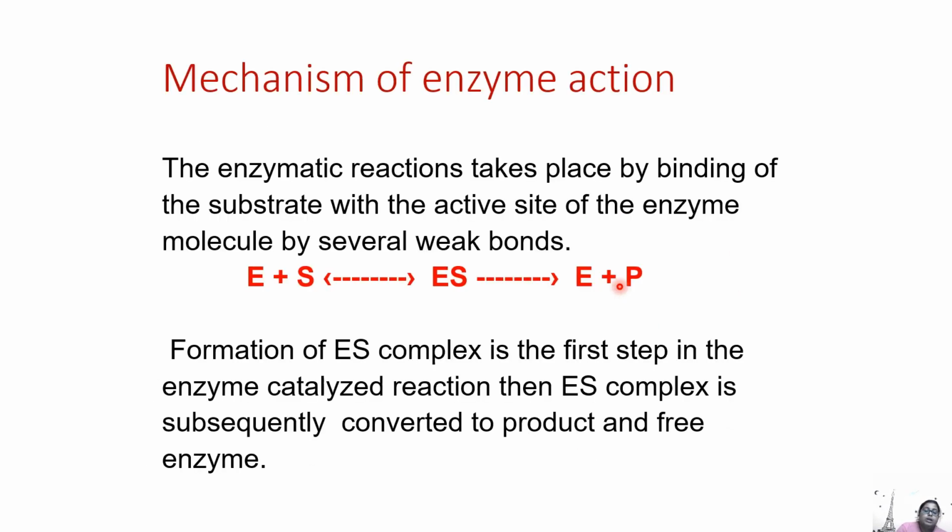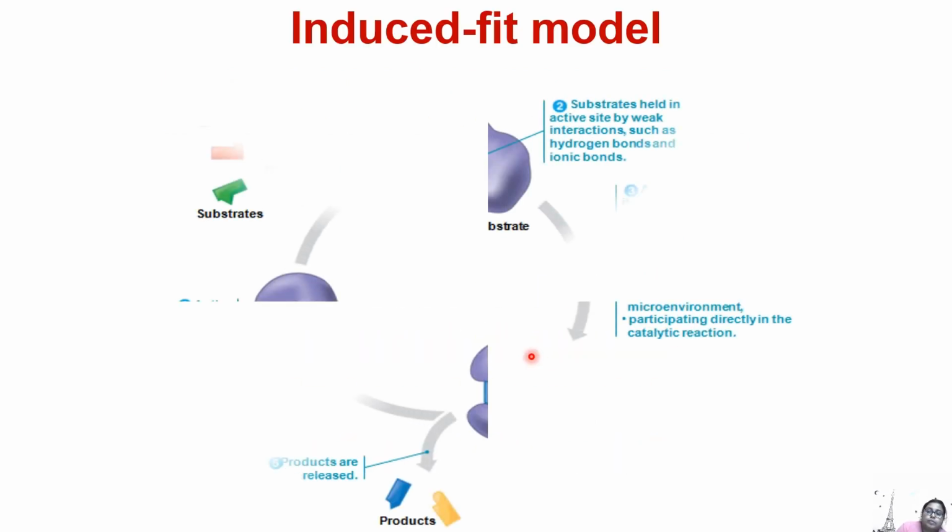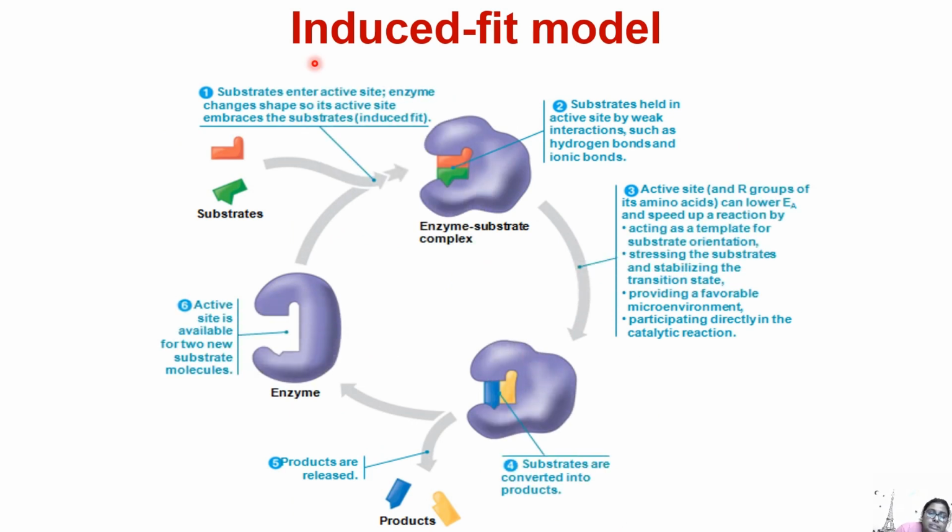Okay. So what is the mechanism of enzyme action? The enzymatic reaction takes place by binding of the substrate with the active site of the enzyme molecule by several weak bonds. We form an enzyme-substrate complex, which is the first step, and then the ES complex is subsequently converted to free enzyme and the product. Okay. We have also talked about the lock and key model and the induced fit model. In the induced fit model, the substrate enters the active site, the enzyme changes shape, so the active site now embraces or properly fits the substrate. That is the induced fit.